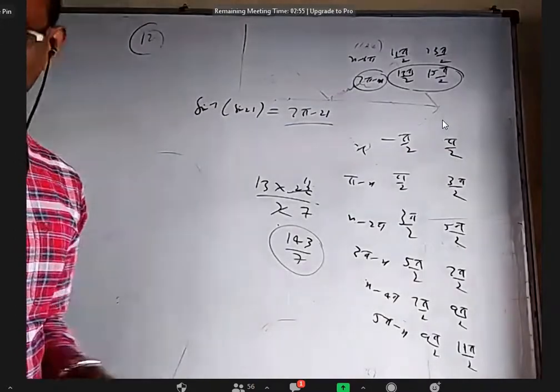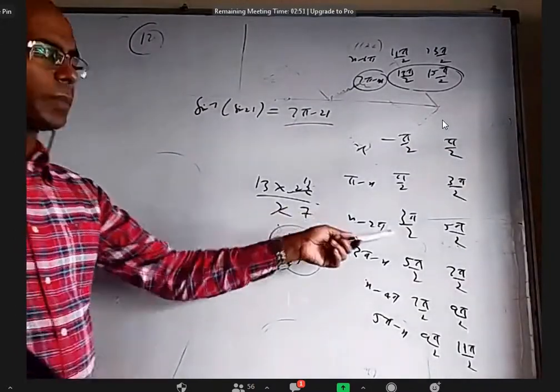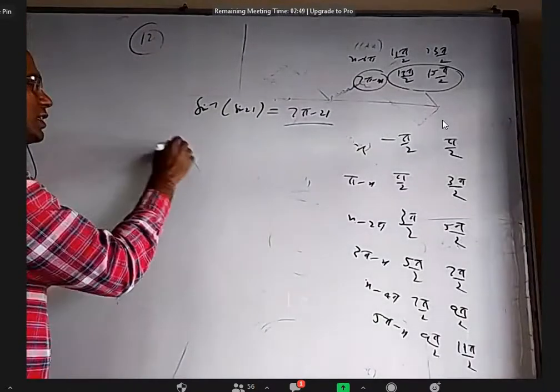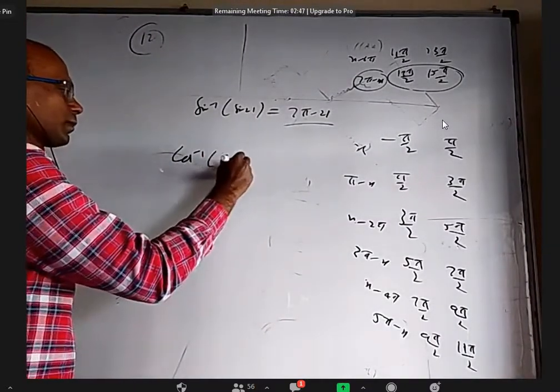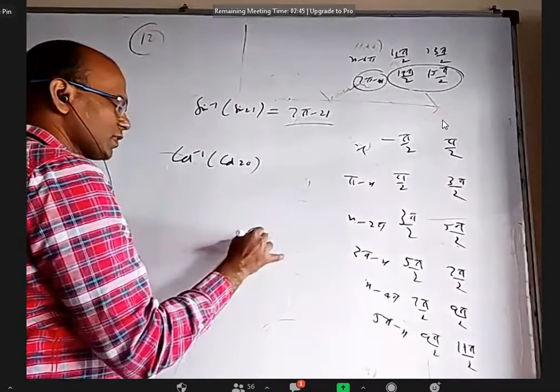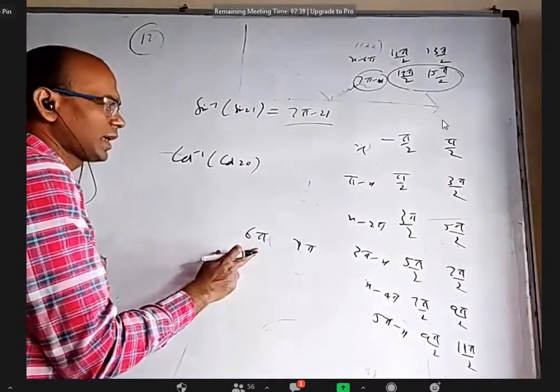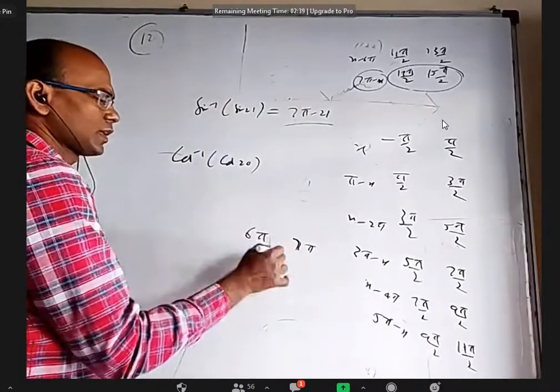Yes, sir. Cos inverse cos is easier because we don't have pi by 2s in the formula. So cos inverse cos 20. It is very easy to tell it is between 6 pi and 7 pi, because 6 pi is 18 point something, 7 pi is 21, so 20 is in this interval.